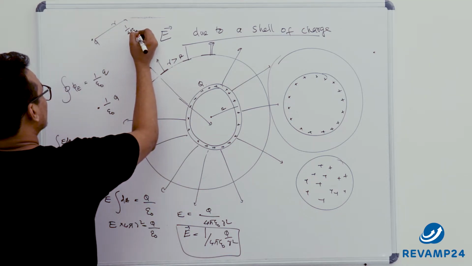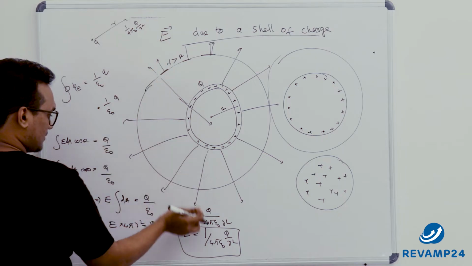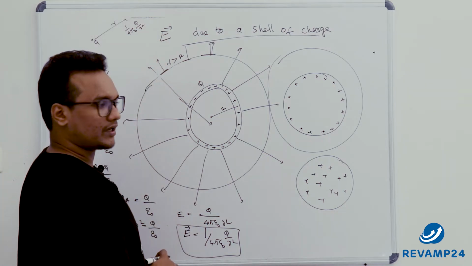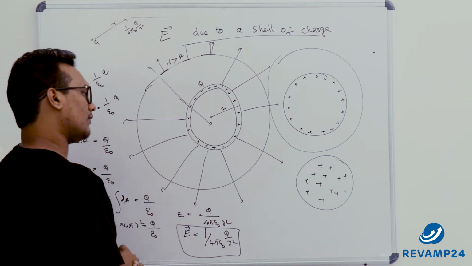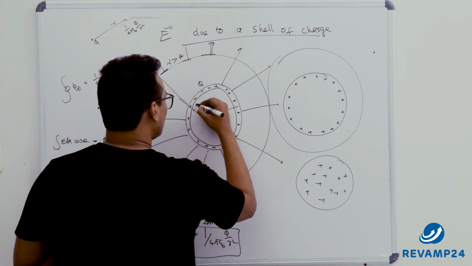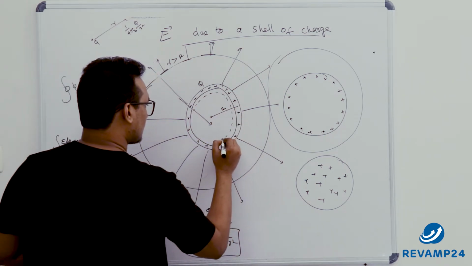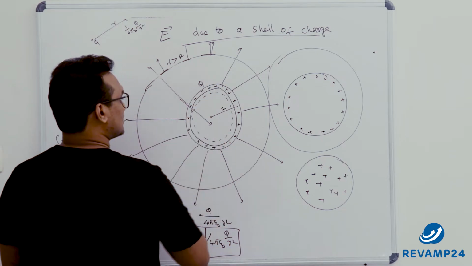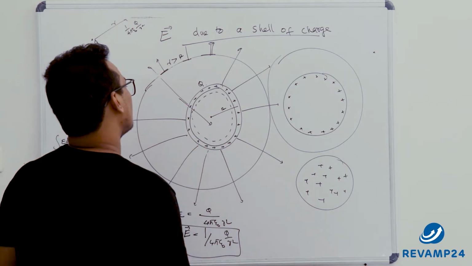1 by 4 pi epsilon 0 q by r square. It is the same value. Okay, so outside this will be the value. Now what will be the value inside? To get the value inside, we have to find the electric field. We have to consider a Gaussian surface inside.